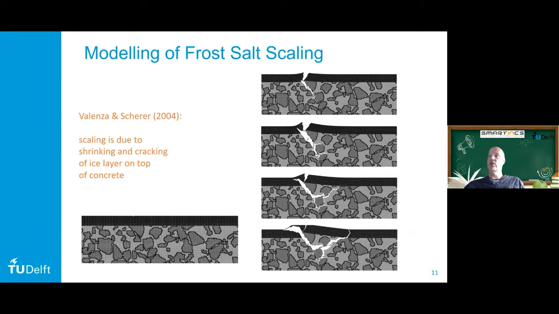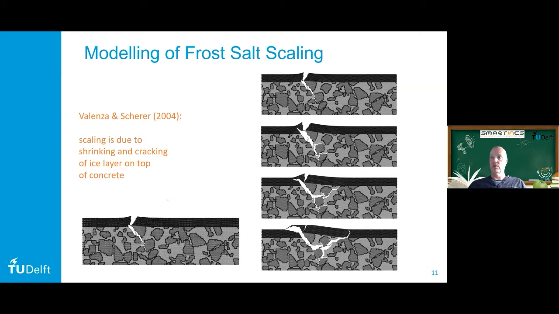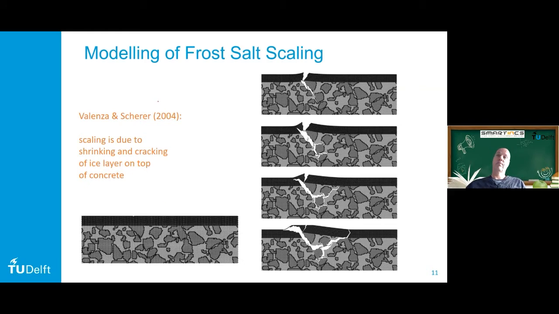We did frost scaling analysis. Let's see, this should work. So you see frost scaling, like was presented by Valenza and Scherer already some years ago, where they said the scaling of concrete at the surface is because you have a layer of water on top, the black region you see here, and this water will freeze, it will become hard, it will shrink due to the temperature decrease, but this mortar, this concrete will also shrink, and they have a difference in expansion coefficient.